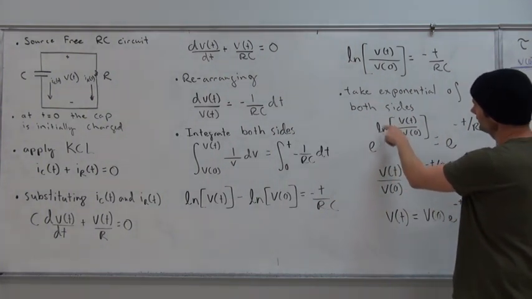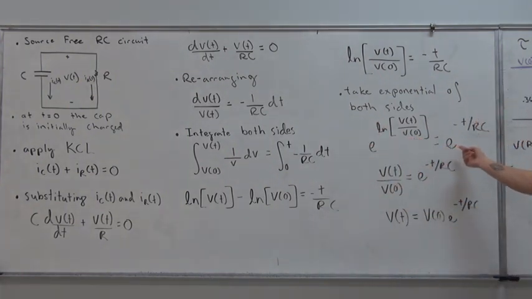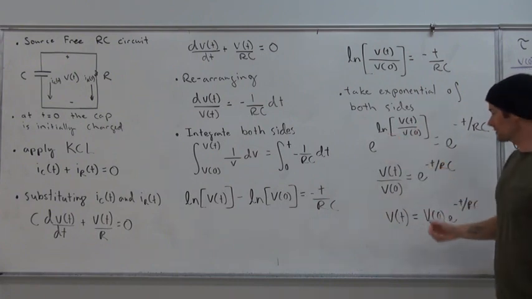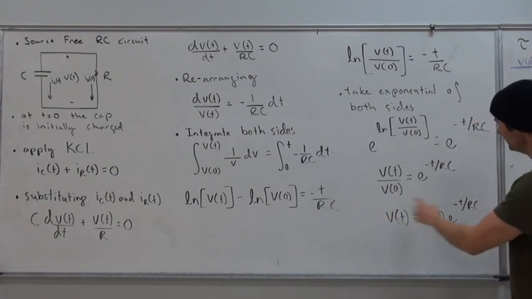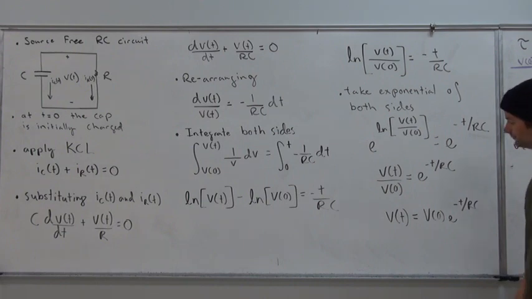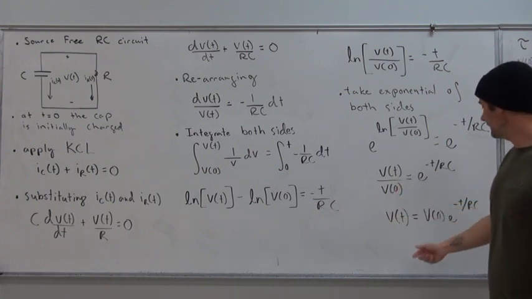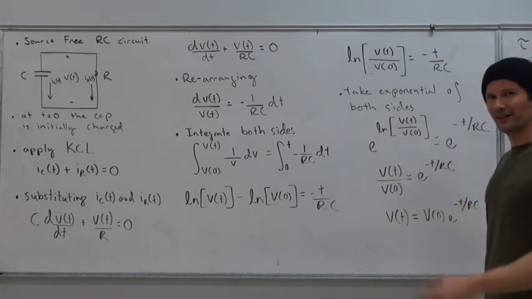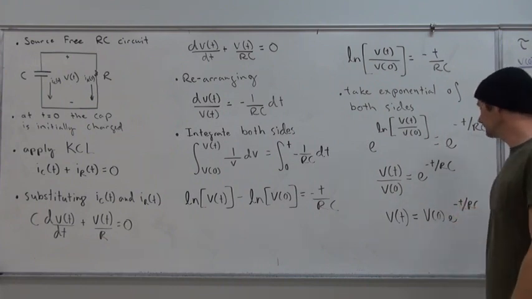If we raise the natural log of V of t divided by V naught by its exponential, and then over on the other side, that's going to be equal to the exponential of negative t divided by RC. Then in fact, we get rid of the natural log and we're left with V of t divided by the initial condition of V naught. And here we get, that's equal to the exponential of negative t divided by RC. And sure enough, if we multiply through by V naught, V of t comes out to be equal to V naught times the exponential of negative t divided by RC.